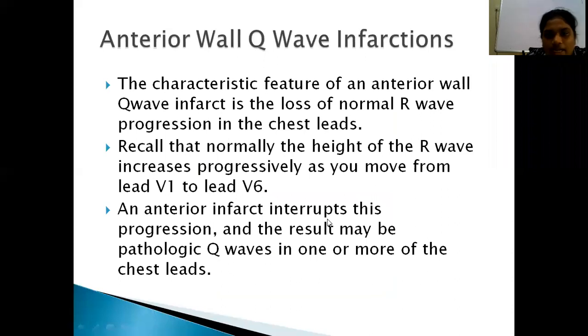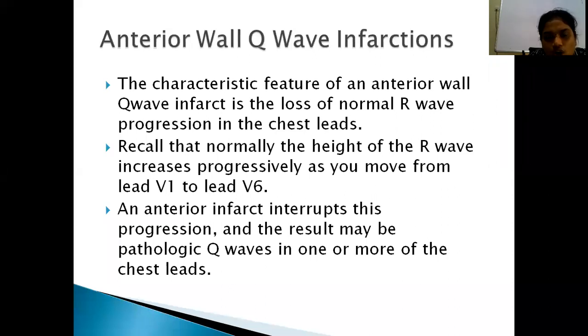Then, the anterior wall Q wave infarcts. The characteristic feature of anterior wall Q wave infarcts is a loss of the normal R wave progression in the chest leads. As we know, the height of the R wave progressively increases as we move from the V1 to the V6 leads. An anterior wall infarct interrupts this progression and results in pathological Q waves in one or more chest leads.